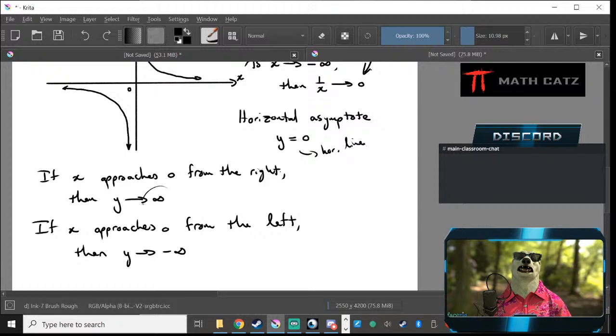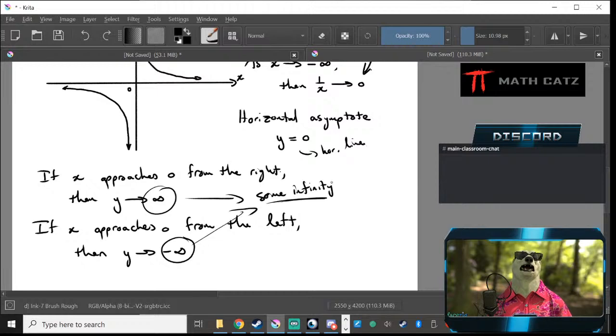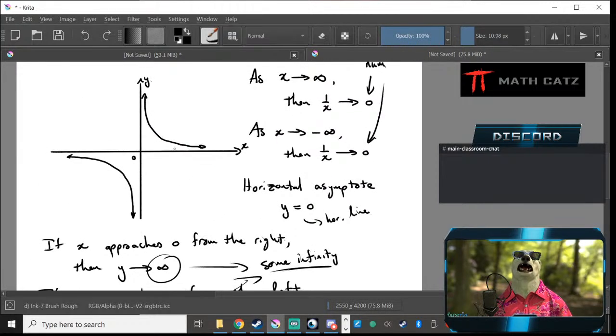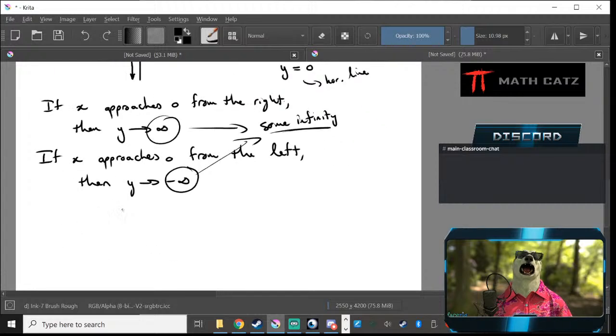However, it's an infinity. Let's say it here. Some infinity. I don't care if it's positive or negative. It's one of the infinities. When that happens, the graph wants to become a vertical straight line, the line that sits right on the y-axis in this case. The closer I get to 0, the more the graph behaves like that line. So we're going to call that line a vertical asymptote.